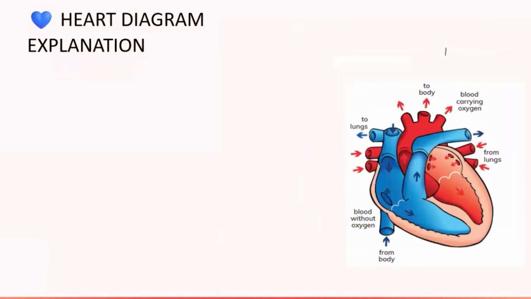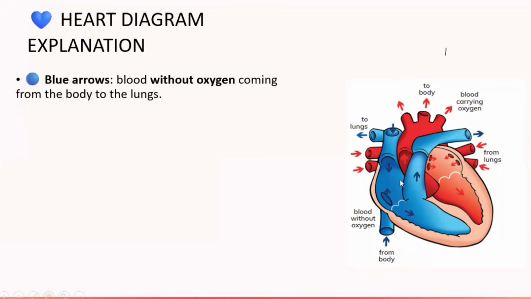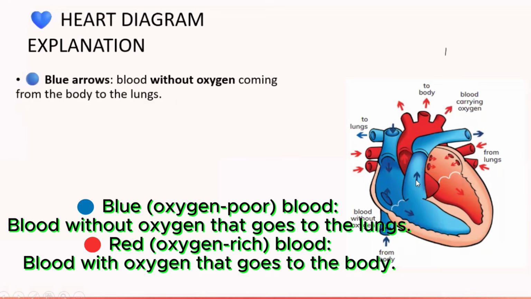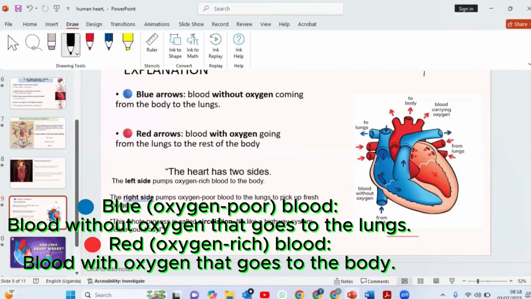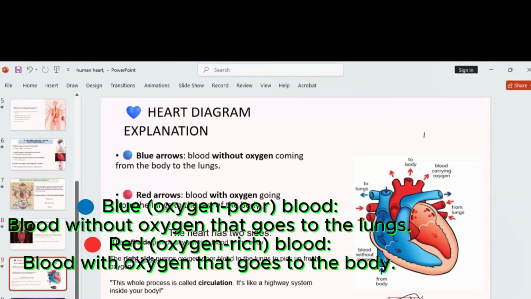Yes, now let me introduce you to the heart diagram explanation. This is the picture of the heart. The blue arrows, as you can see, represent the blood without oxygen. So the blue arrows represent the blood without what? Without oxygen. It is the blood coming from your body to your heart, and this blood doesn't have what? Oxygen, and it is represented by the blue arrows.